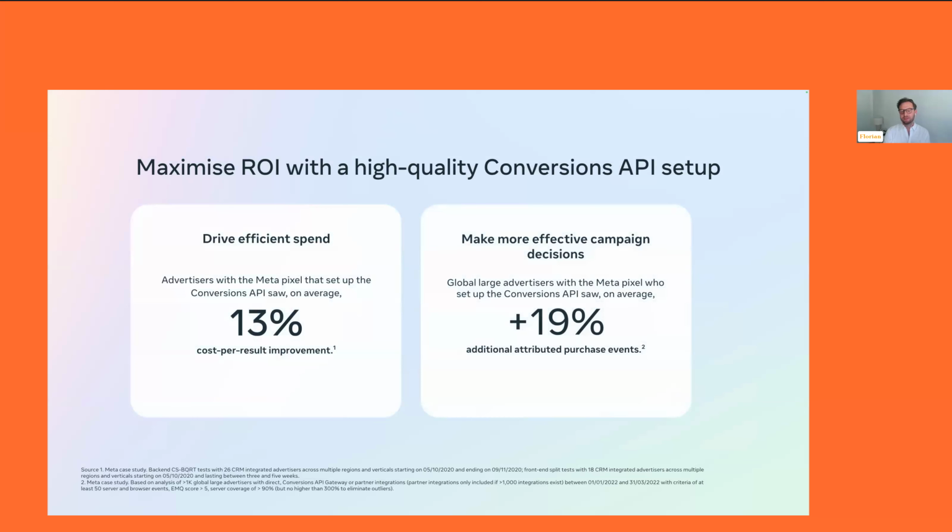And the numbers actually speak for themselves. Advertisers with a pixel that set up Conversions API saw a 13% average decrease in cost per result. And larger advertisers in our study that, in addition to the Meta Pixel, set up the Conversions API, saw 19% additional attributed purchase events that were not visible before.